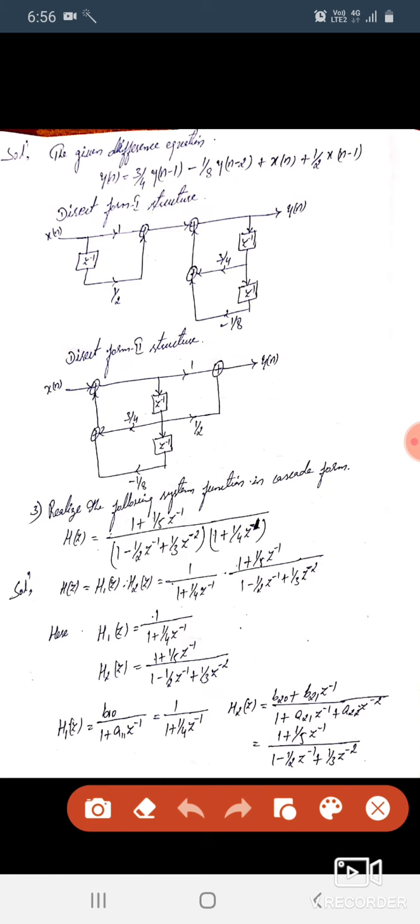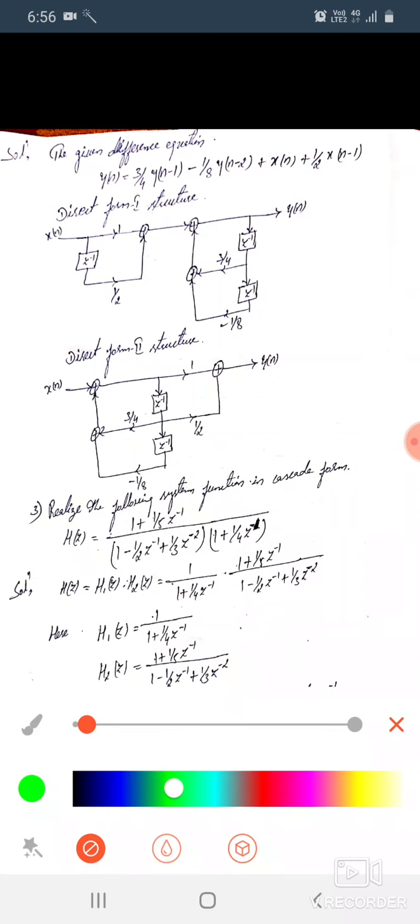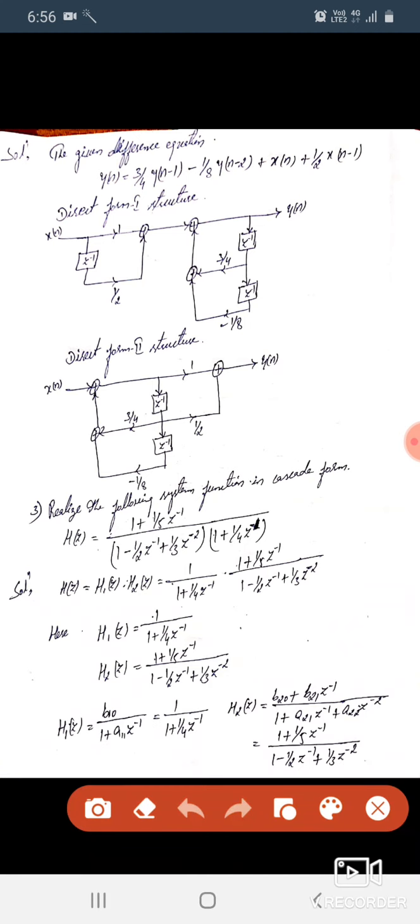Okay, first a problem is given. What's the problem? We have to consider a transfer function, that is H of z is equal to 1 plus 1 by 5 z inverse divided by 1 minus 1 by 2 z inverse plus 1 by 3 z raised to minus 2. It is multiplied with 1 plus 1 by 4 z raised to minus 1.